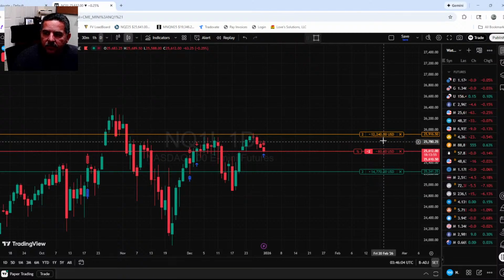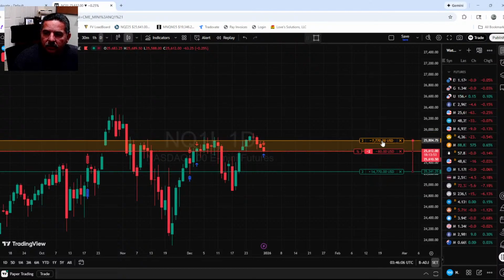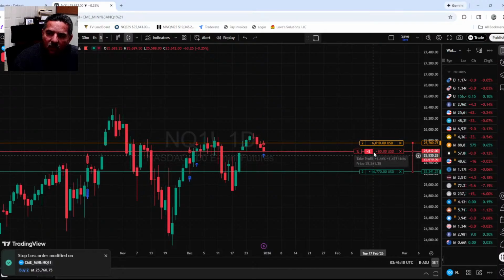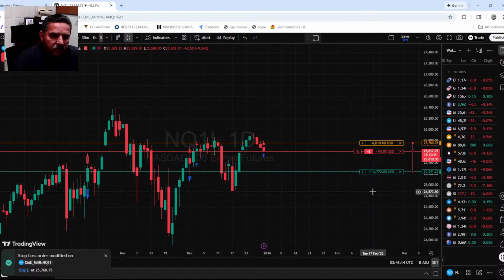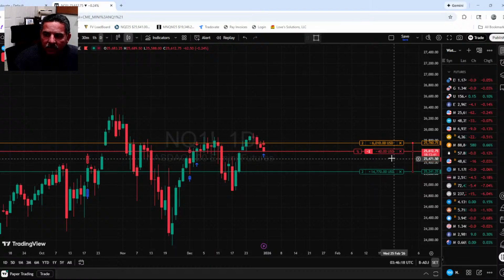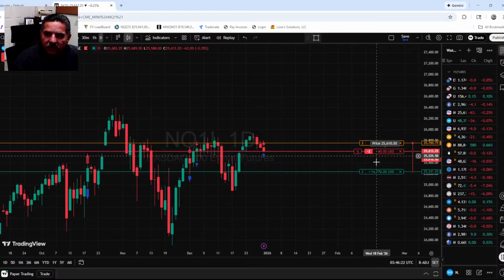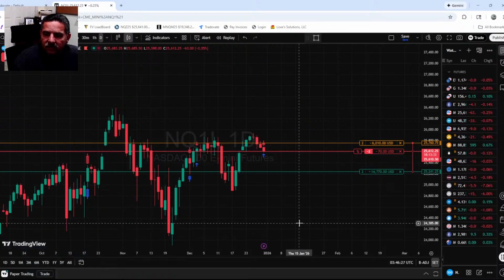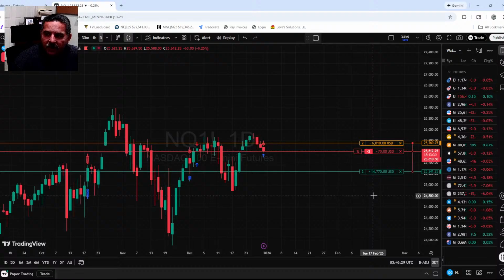But this is what I wanted to get on when I was signing on to that prop firm, My Funded Futures. But this does not pop up. The only thing that pops up is my trade, this right here. But the stop loss and the take profit do not show. So that's what I was trying to get. And that's how I lost all that money.